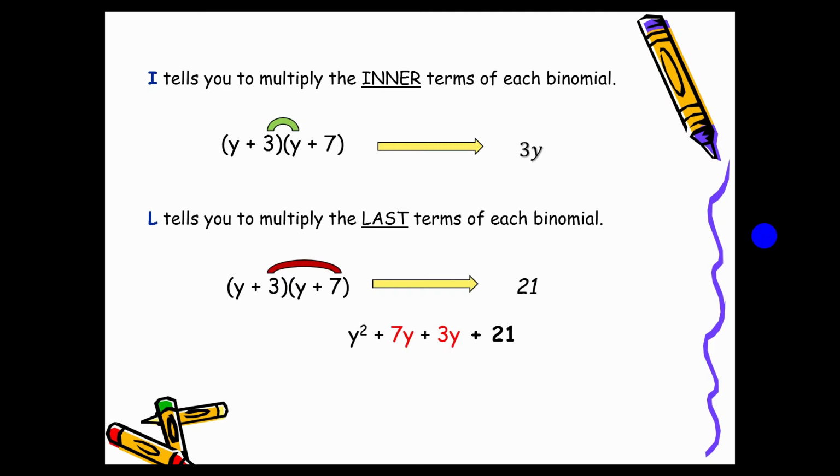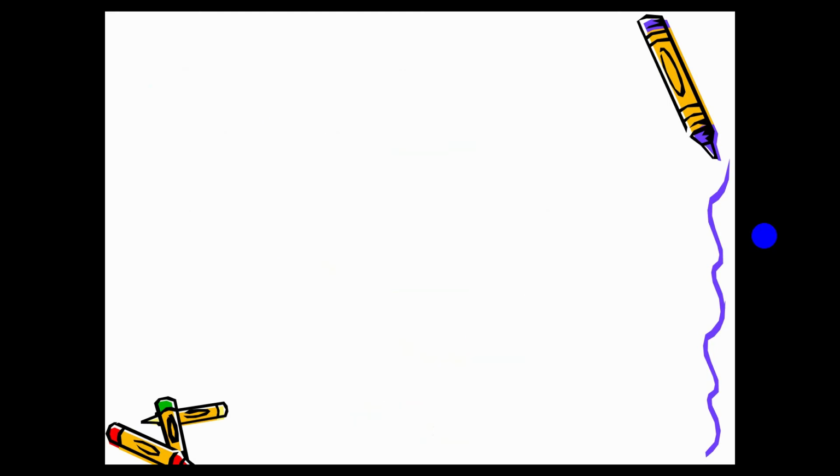After this, we will combine like terms. The like terms here are 7y and 3y. When you combine this, it will become 10y. So our final answer would be y squared plus 10y plus 21.